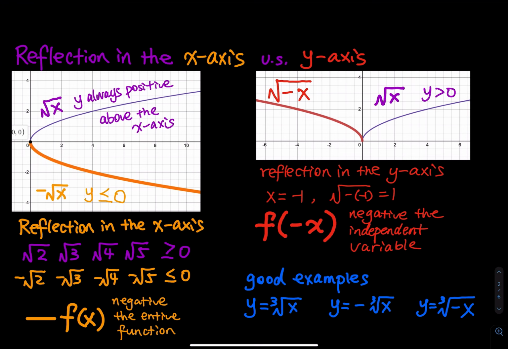How about the y-axis? So for the y-axis, I use the same graph again in purple. The square root of x, y is always greater than or equal to 0. Okay, so y is always positive or equal to 0. So I'm going to add this back, greater than or equal to 0, because we have a starting point at 0, 0.